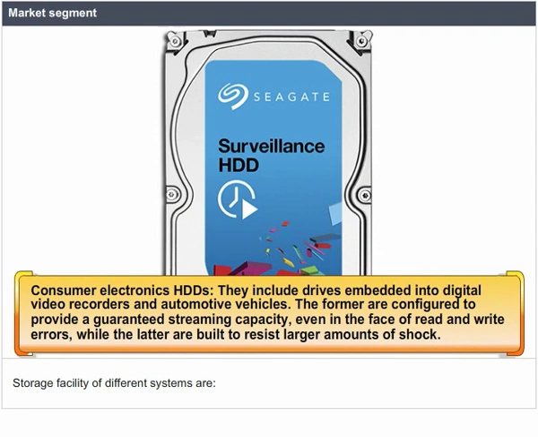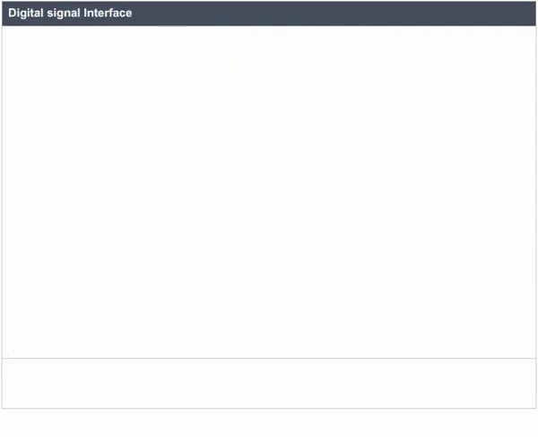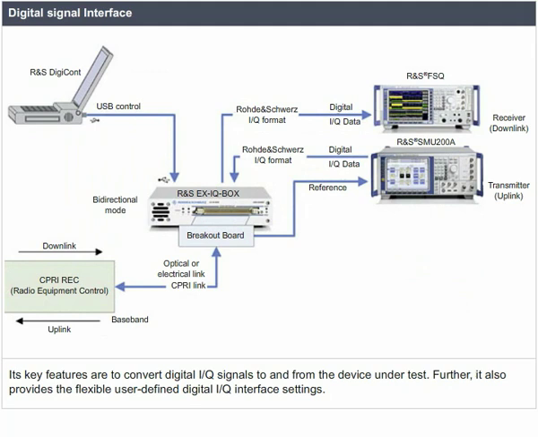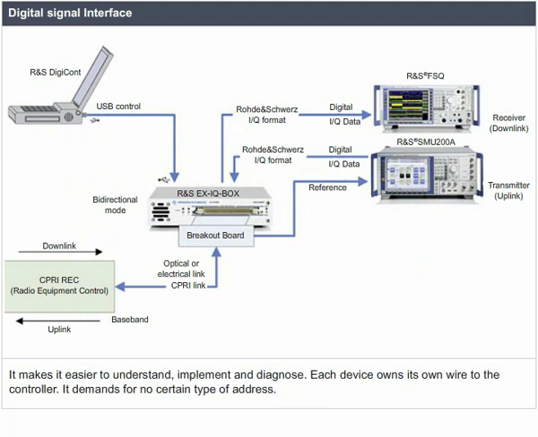Digital signal interface. It is a kind of display device for providing flexible digital baseband inputs or outputs for signal generators, signal analyzers, and communications testers. Its key feature is to convert digital I/O signals to and from the device under test. Further, it also provides flexible user-defined digital I/O interface settings. It makes it easier to understand, implement, and diagnose.